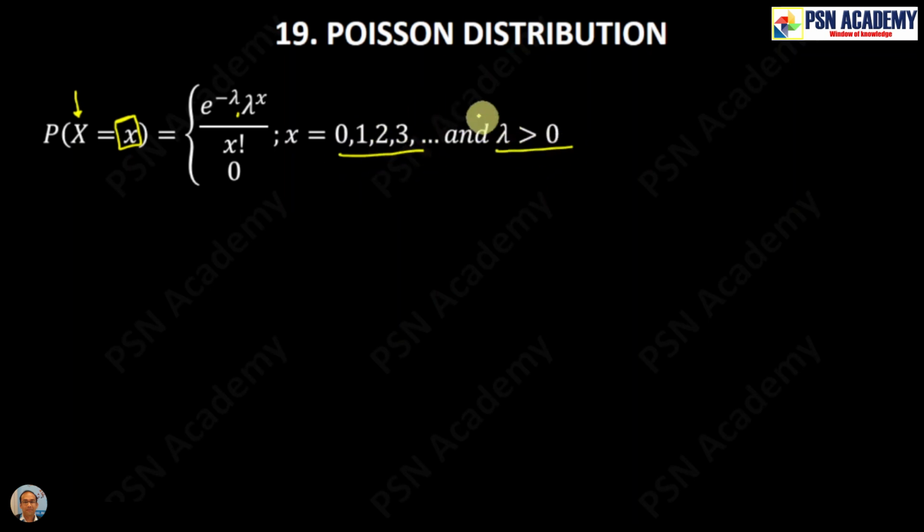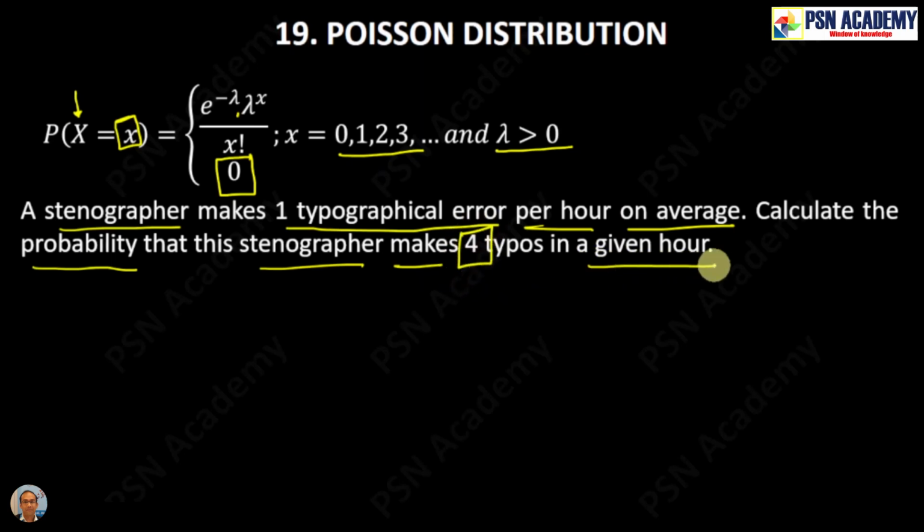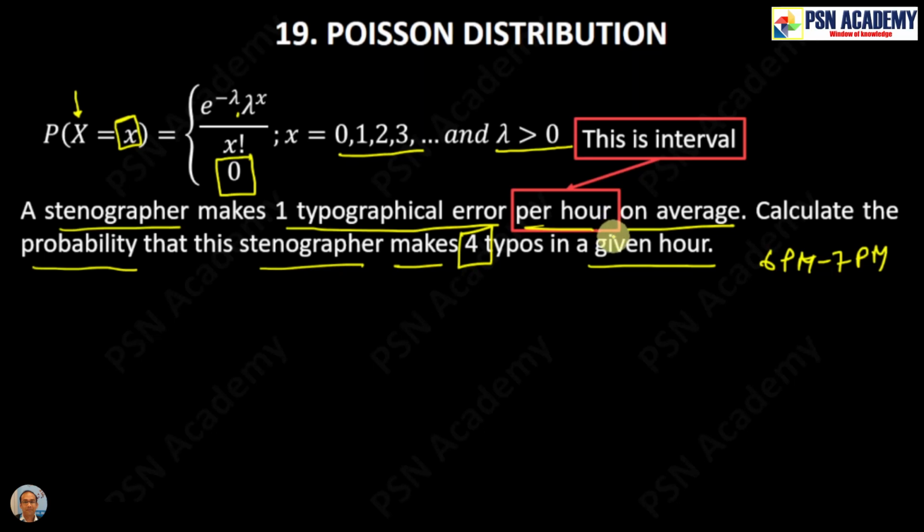And if you do not fulfill this criteria, then you will get a probability 0. Let's take an example. We say a stenographer makes 1 typographical error per hour on average. Now, we want to find out the probability that the stenographer makes 4 typos or 4 typing errors in a given hour, say 6 p.m. to 7 p.m. So this per hour is an interval, right?